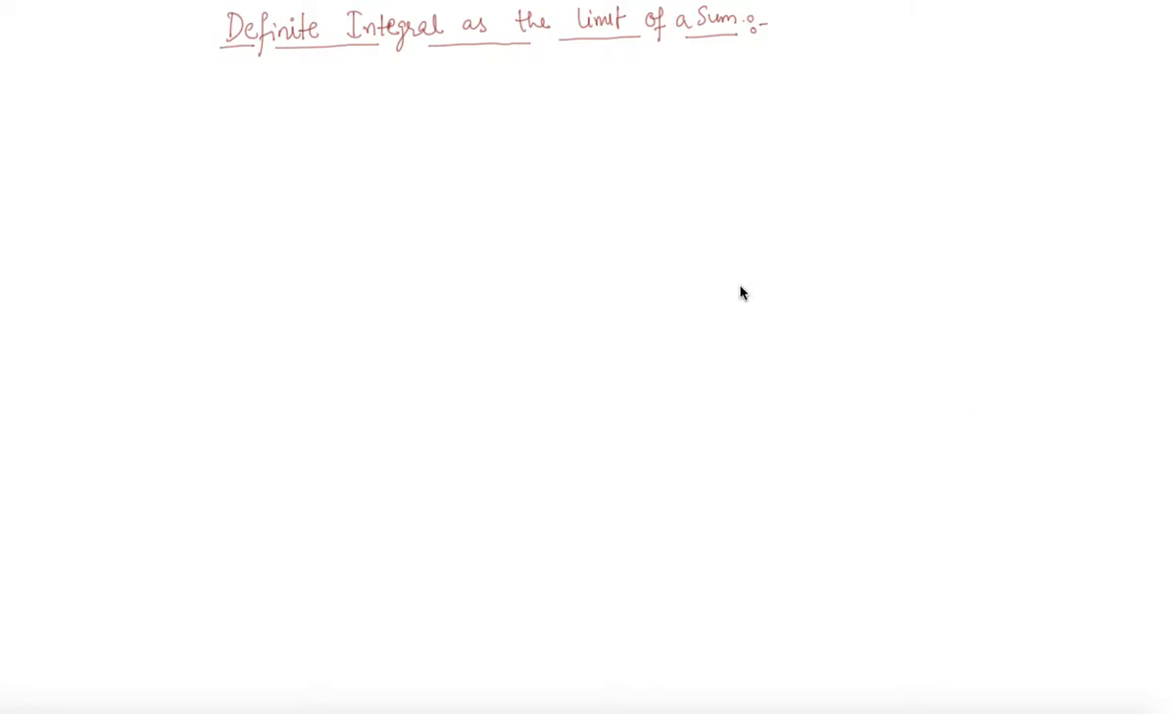So now in this lecture we will discuss definite integral as the limit of sum. What do you understand by this statement, integral from a to b of f(x) dx? So a and b are the limits between which this function is defined. It is the area bounded by the curve.